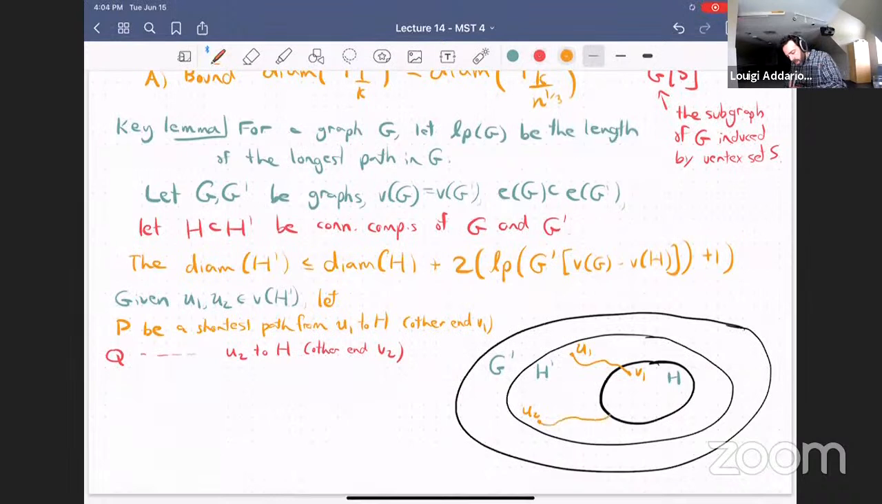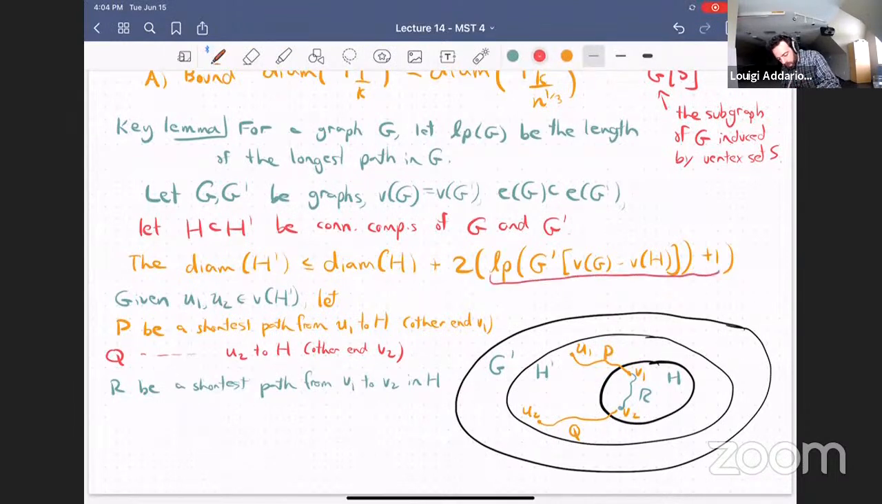Right, so here's the path. So this is P, and this is Q. And then I'll let R be a shortest path from V1 to V2 in H. Okay, so here's R. Okay. Now, that's not a very legible P.